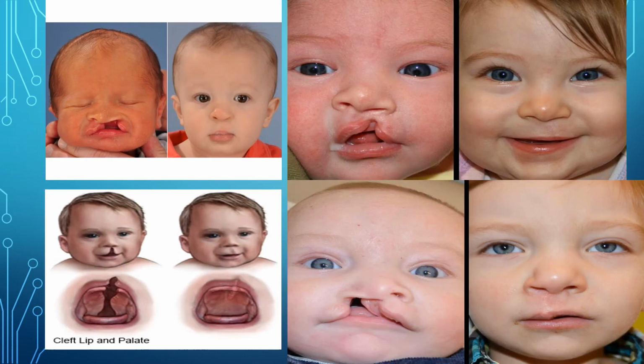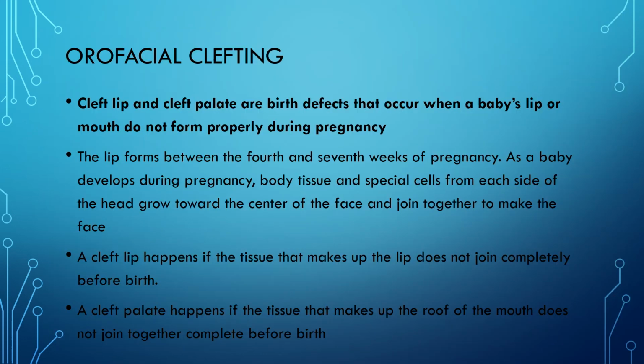Okay, now I want to do a little bit on cleft lip and cleft palate, which I think may be interesting to know. These are some unilateral cleft lips and cleft palates that we can see. Cleft lip and cleft palate can be unilateral or bilateral. Orofacial clefting.